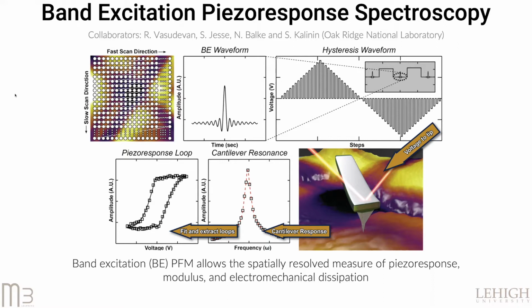In this technique, you apply a bipolar triangular waveform, shown here, which switches a material through its ferroelectric transition. Then, by applying a band excitation waveform throughout this process, you measure the full cantilever resonance, which gives you spatial maps of the piezo response, contact resonance frequency, the amplitude of the response, the phase, etc.